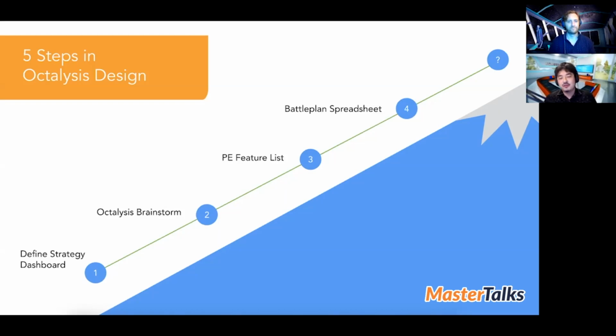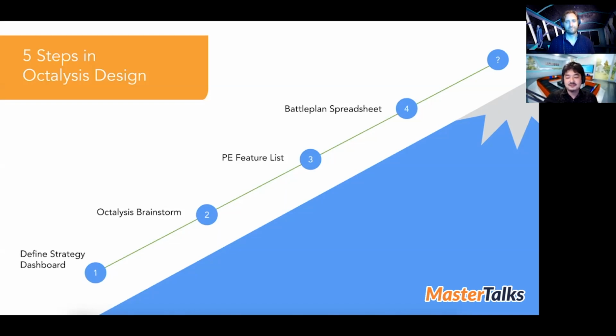Then we go into the 4th phase, which is a battle plan spreadsheet. So this is all the details of the player journey. Whenever you have things like probability events, an Easter egg, or a mystery box, what's the probability, what's the math? All those things are defined in the battle plan spreadsheet.